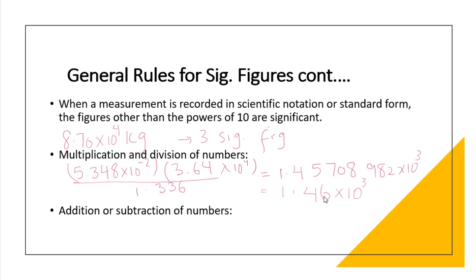But if we talk about addition or subtraction of numbers, then in adding or subtracting numbers, the number of decimal places retained in the answer should be equal to the smallest number of decimal places in any of the quantities being added or subtracted. In the case of addition or subtraction, the number of significant figures is not important. It is only the position of the decimal which is important.